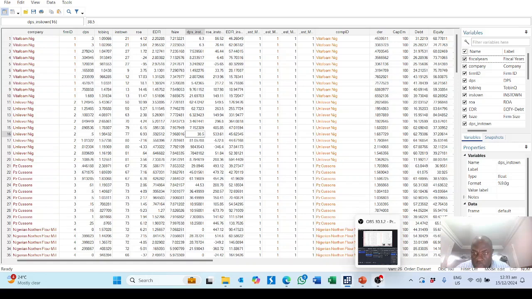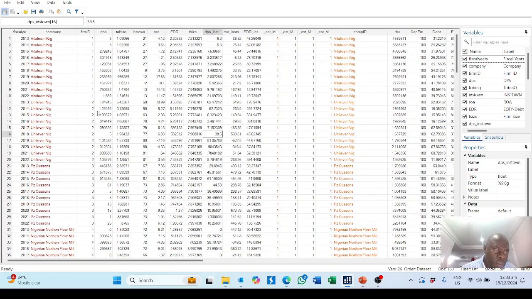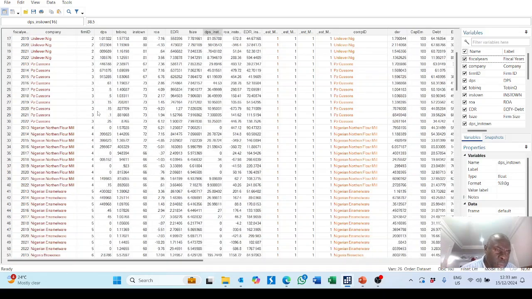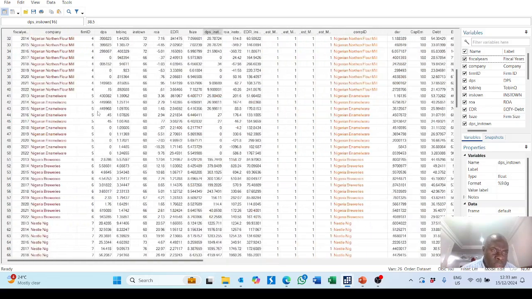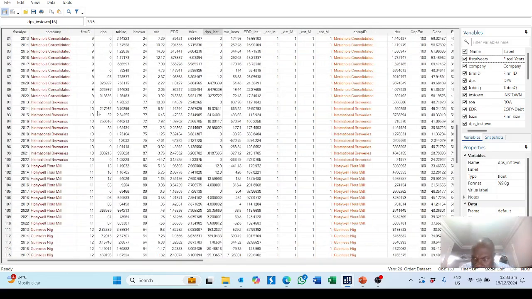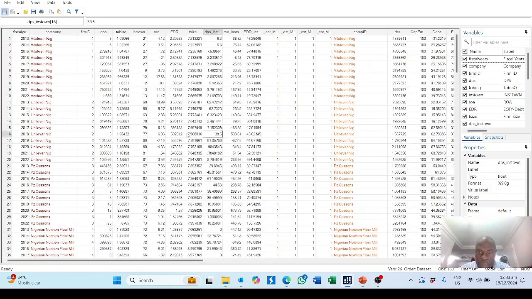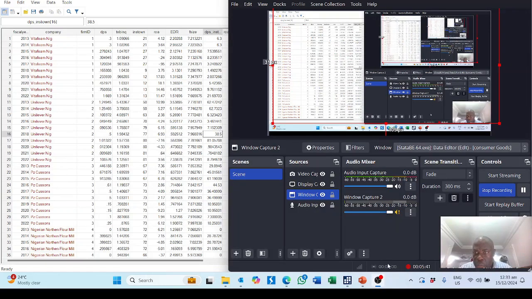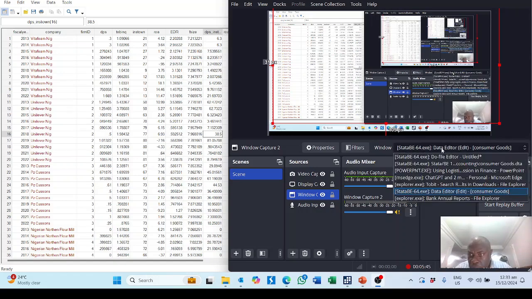So we're in the Stata environment now. These are the firms we are looking at: Vitafoam, Unilever, Nigerian Northern Flour Cement, and the rest of them. There are about 160 observations here. That's the data set we will now use. We'll go into the do file that we're going to use to run this.